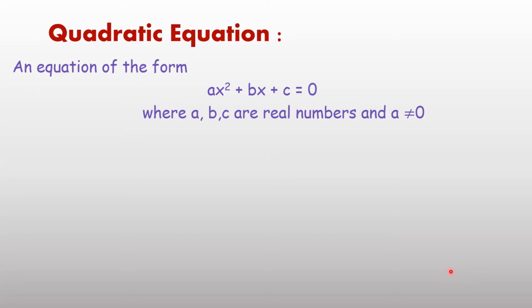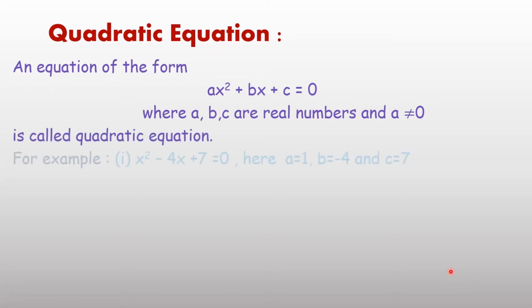And you know, if the coefficient of x square equals 0, then what happens? Then it is not a quadratic equation. It becomes a linear equation. Therefore, it is compulsory that a not equal to 0. If b equal to 0, no problem, because again the maximum power of the variable is 2. Quadratic means an equation having degree 2. It's called a quadratic equation. For example, x square minus 4x plus 7 equal to 0.